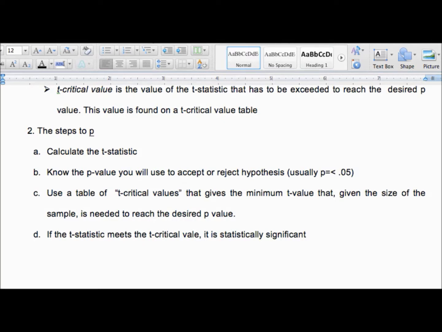Later on, we'll talk about other kinds of tests of statistical significance, primarily something called analysis of variance, but the same procedure is always followed. You calculate the value of the statistic, you go to a table of critical values once you've figured out what kind of probability you want, and you use that table to determine whether or not the statistic you got meets the standard of the probability that you've set. And that's how we know that you've reached statistical significance.